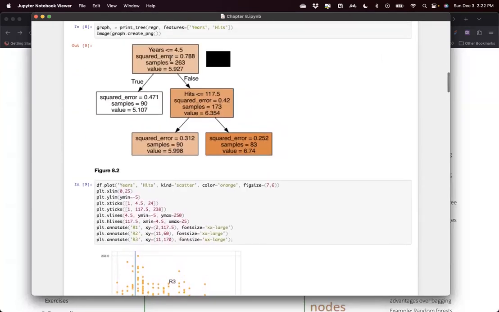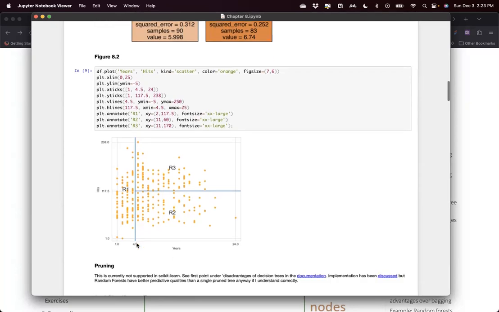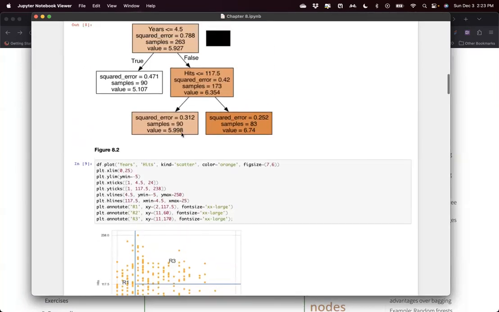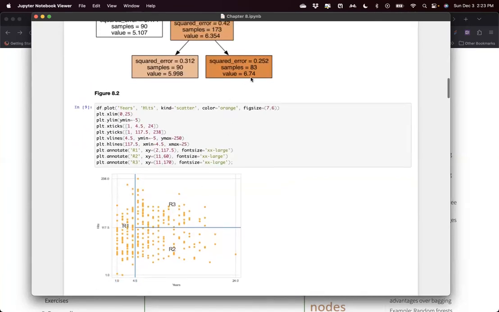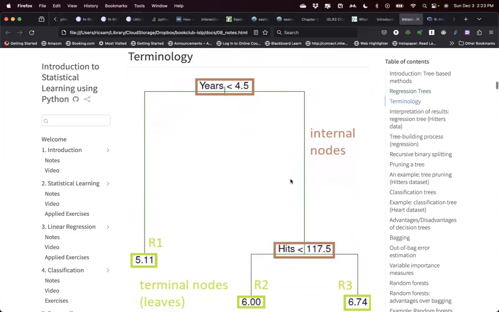Then, when we split the years and we get more than 4.5, then the hits get into the mix and we're going to split again, the hits at 117, which is this number: all below 117, R2, and all above, R3. Everything with years more than 4.5. And for R2, the prediction is going to be the average of these observations, which is 5.9986. And in R3, the prediction is going to be the average of all these points, 6.74. All right? That's how we get those predictions or those numbers. Any comments so far? We're good? Okay, good.